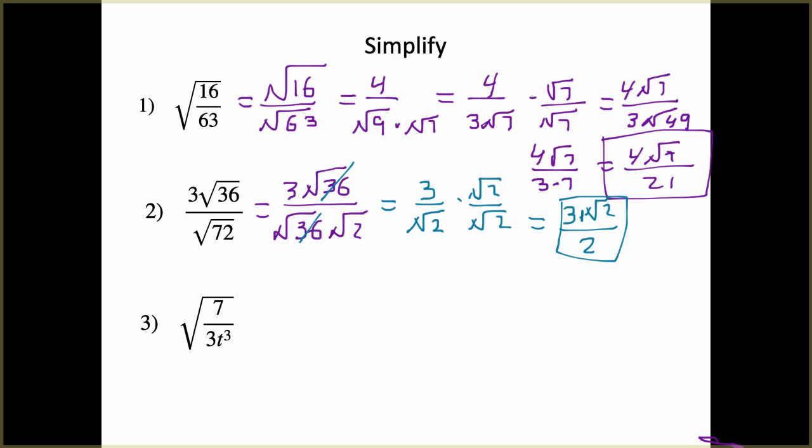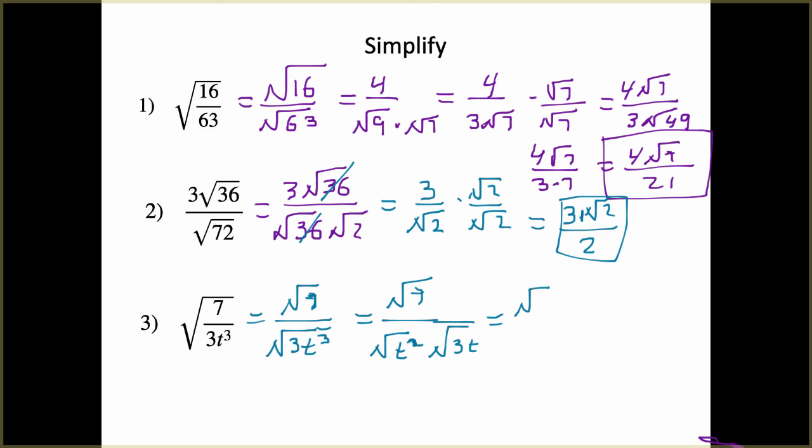For number 3, we're going to break the radical up into our numerator and denominator. So we're going to break it across the division bar. So we get the square root of 7 over the square root of 3t cubed. And then we're going to see if we can simplify this. The square root of 7 cannot be simplified. But the bottom, we can break this into the square root of t squared and the square root of 3t. And then from here, we get the square root of 7 over t square root 3t.